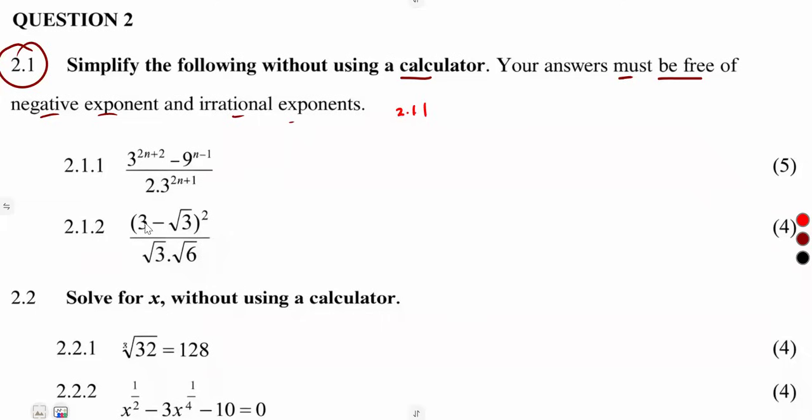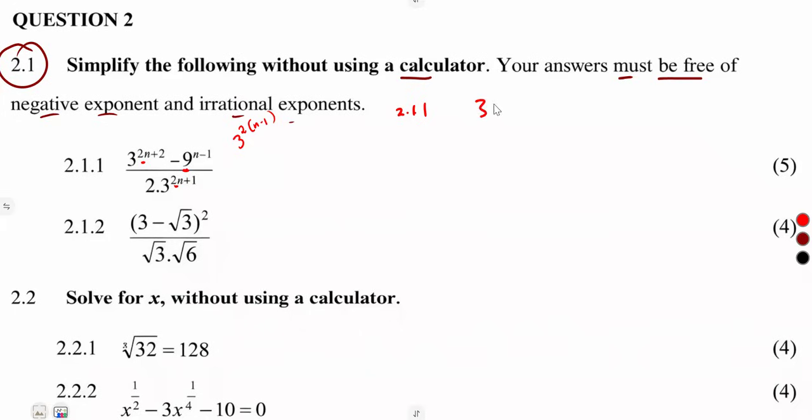2.1.1, 3 to the exponent of 2n plus 2, all right, minus 9 to the exponent of n minus 1. There's something, guys, about the 2n, and that can also be obtained from this 9 here, because 9 is the same as 3 to the exponent of 2. All right, so we can actually obtain the 2n, the 3 to the exponent of 2n, something that is common.